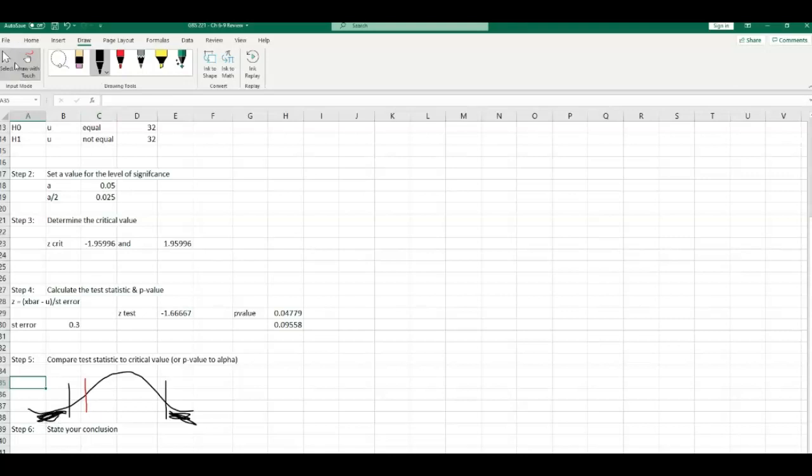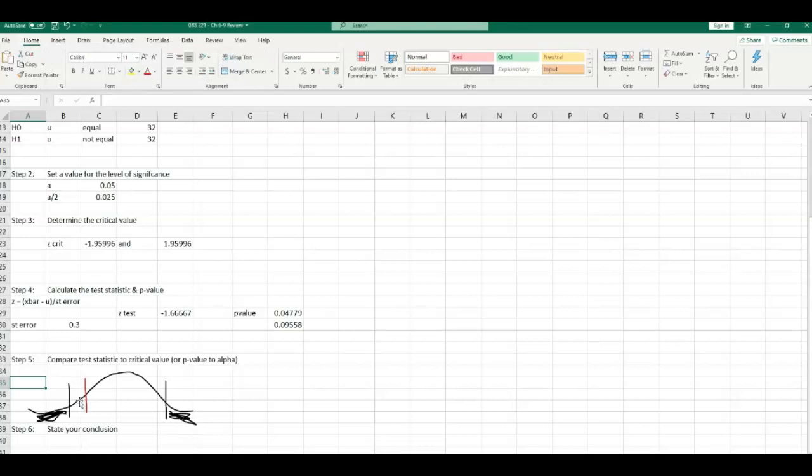Since our test statistic does not fall within that rejection zone, that would tell us do not reject our null. So that's what we're doing when we're comparing our test statistic to our critical value, is we're seeing where it would fall on this bell curve.